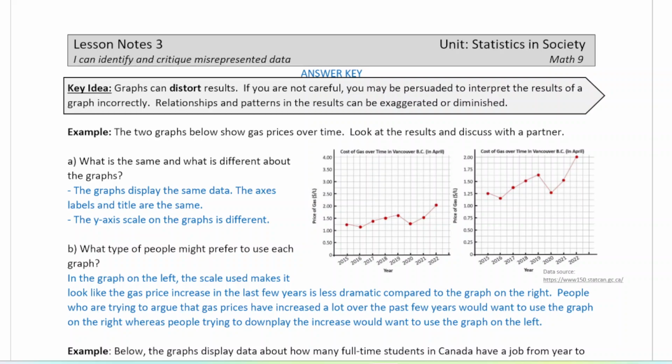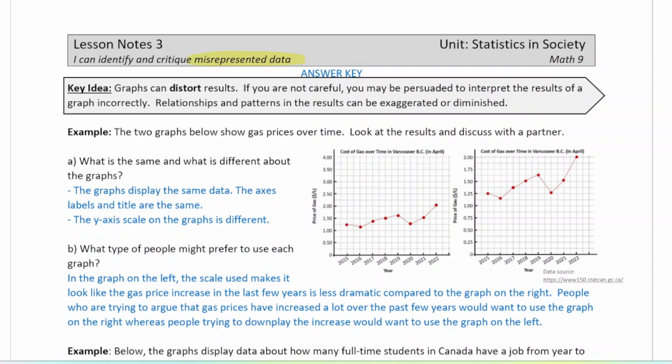All right, so we are in our last lesson today, lesson 3 in the Statistics and Society unit. We're looking at representing our data today and how data could be misrepresented and how we can analyze it. Okay, so it's particularly with graphs.